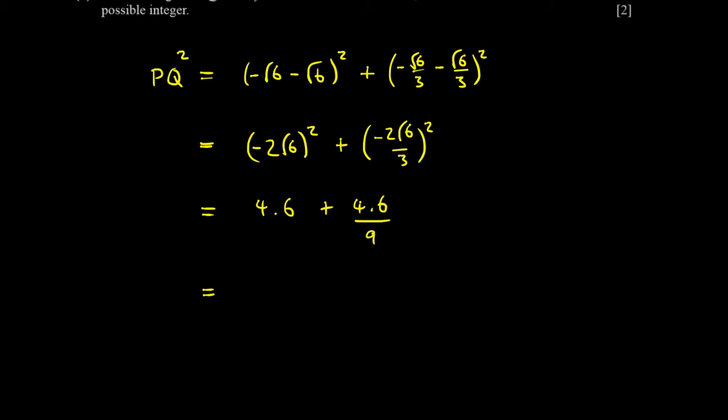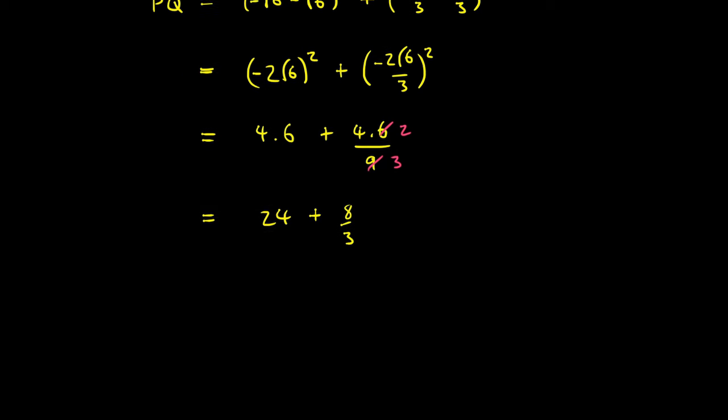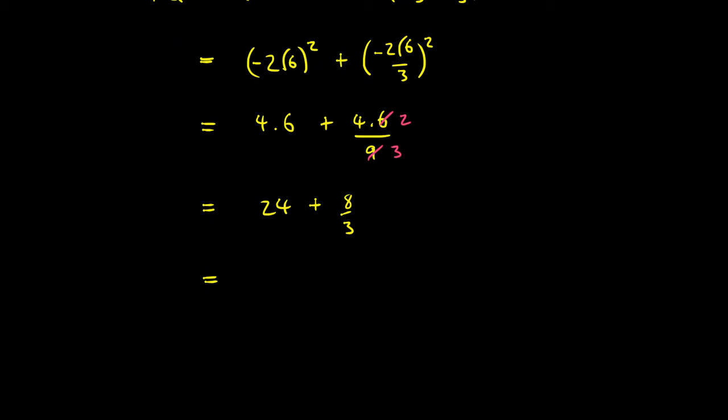Okay. And so this is going to be 24 plus 24 upon 9. But I think we can actually simplify this, can't we? Just divide top and bottom by 3. So that would be 2 and that would be 3 there. So 8 upon 3. And I think we can add these up. So we can change 24 to be thirds, right? So 24 times 3 is 60 plus 12, 72. So 72 thirds plus 8 thirds is 80 thirds.